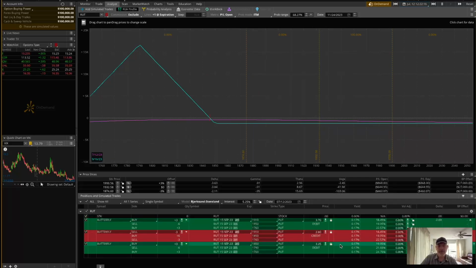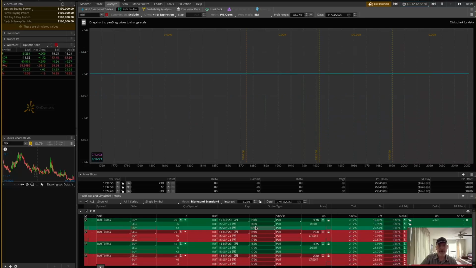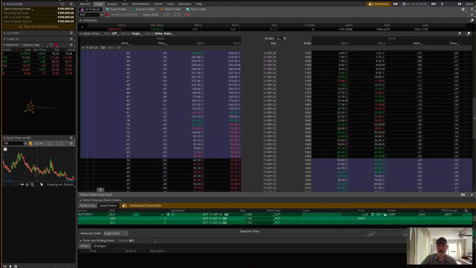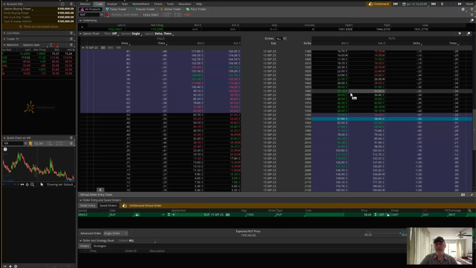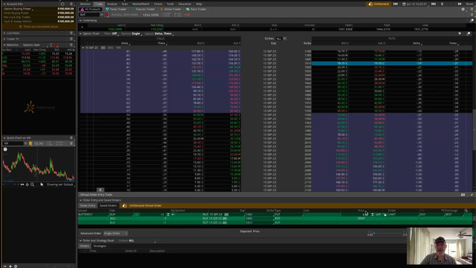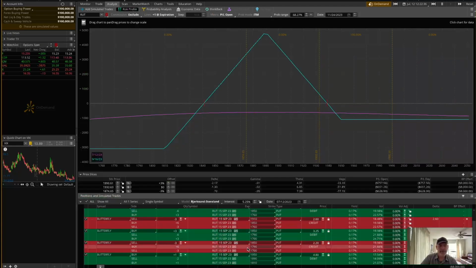But it's a roll. So again, I'm just going to close the butterfly that I was in for a loss. And I'm going to put on a new one using 50, selling 235s, buying a 20, right click, analyze trade. I'm going to unlock the price until we're done.